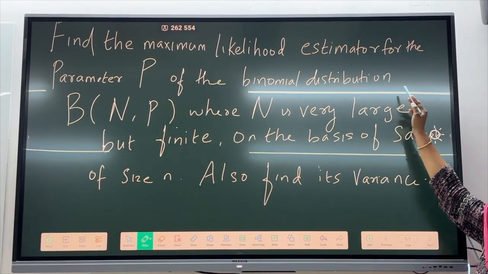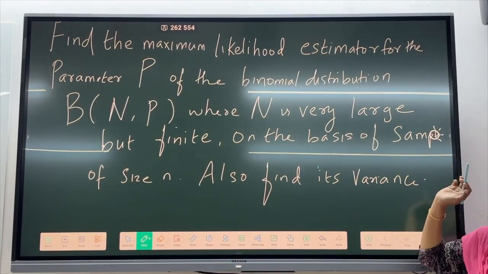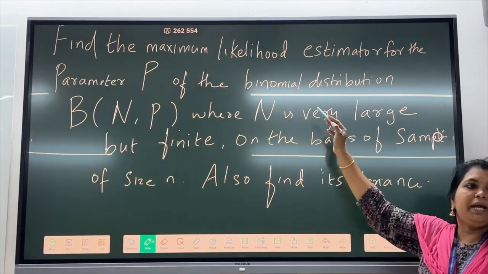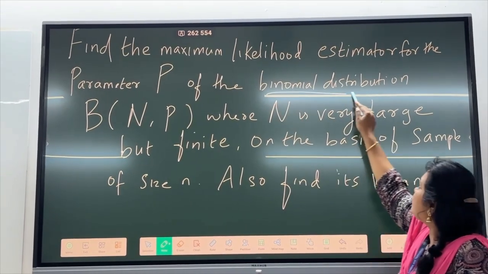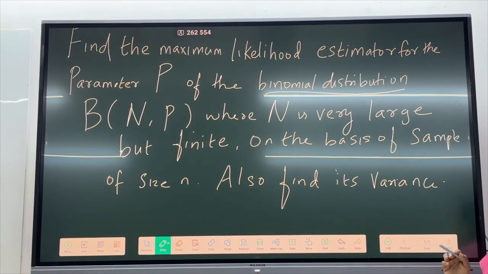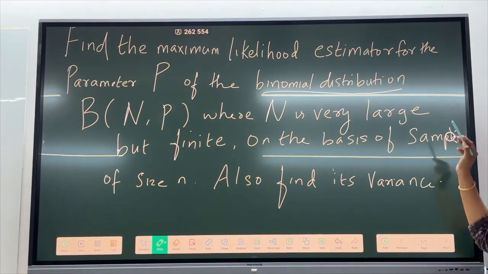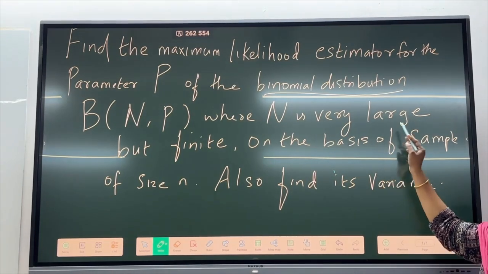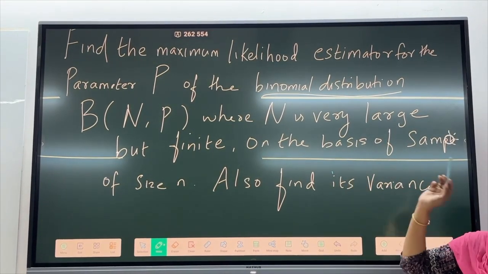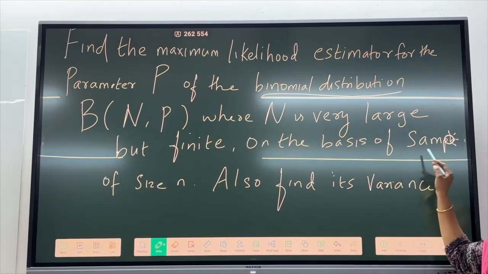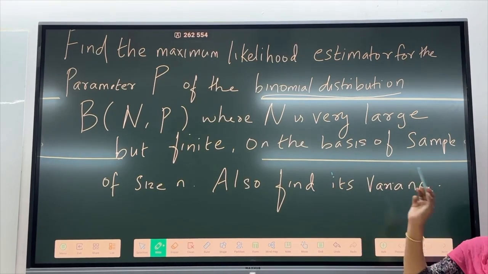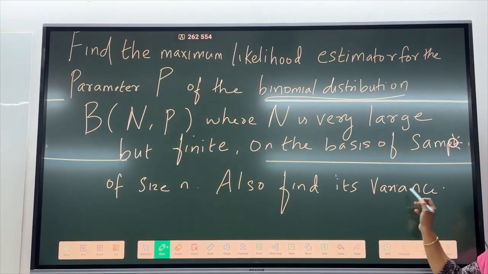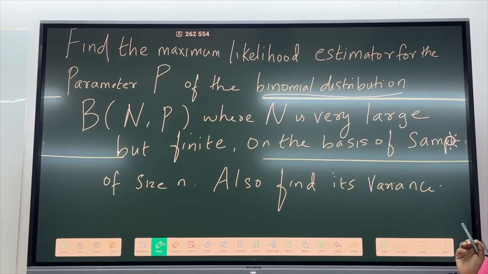Find the maximum likelihood estimator for the parameter P of the binomial distribution, B of n comma P, where n is very large but finite, on the basis of a sample of size small n. Also find its variance. This is the problem.